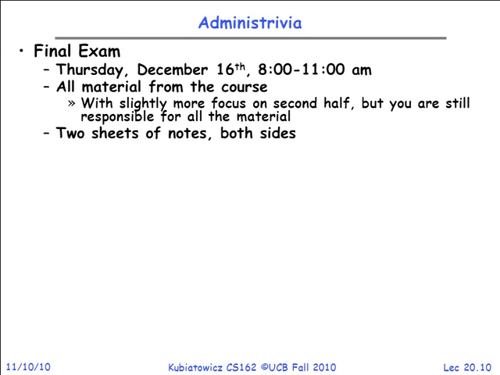Okay? You get 2 sheets of notes, both sides, handwritten, no magnifying glasses, no microfiche, and you can reuse your notes from the previous exam if you wanted to. I'm not going to prevent that. Okay, any questions on the final? So obviously anything up till the last day is fair game for the final.